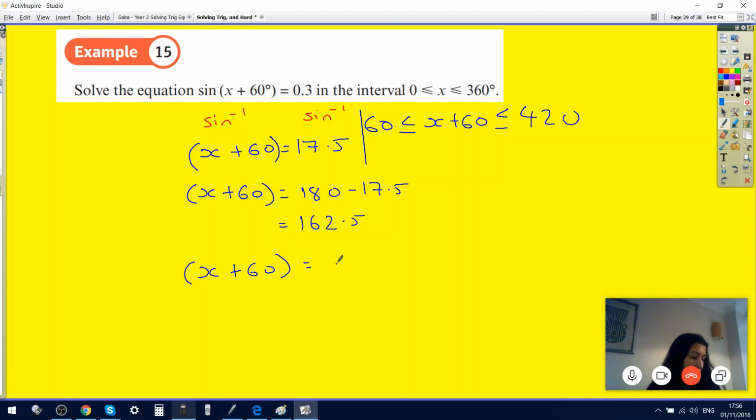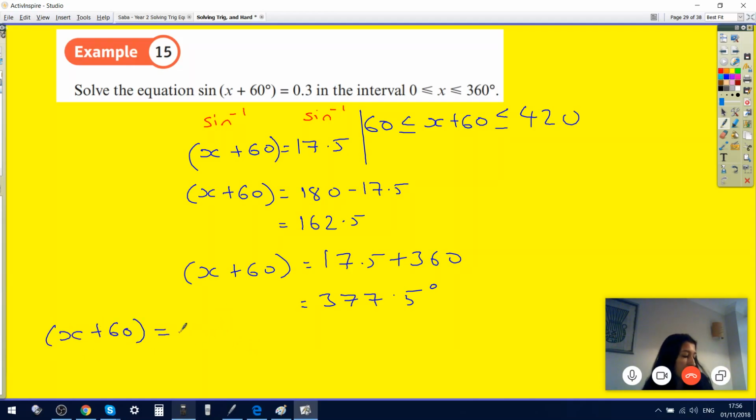Okay. So it's 17.5 plus 360, the first answer plus 360, which is 377.5. And 162.5 plus 360 is out of range. So what are our solutions for x plus 60? Hold on, 17.5 isn't in the range of x plus 60. Oh yeah, good shout. So 162.5 and then 377.5. You could have discarded it at the very end, but it's better to do it earlier. And so x equals 102.5 and 317.5.